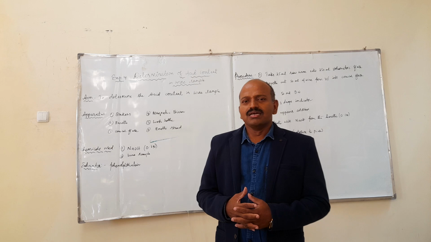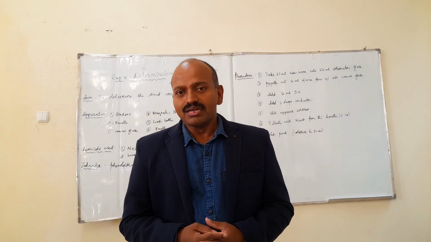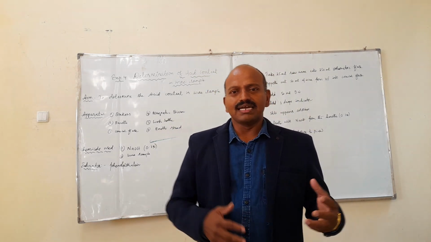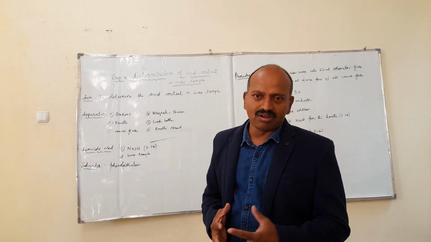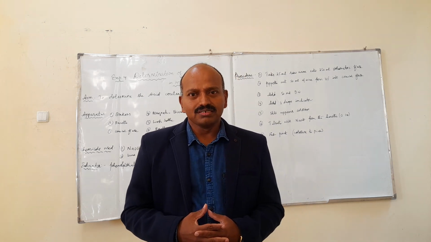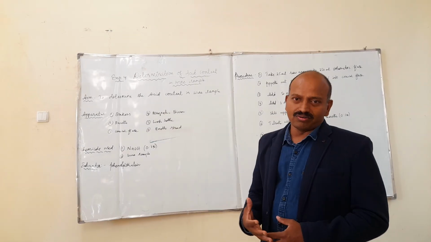So here we need to add the indicator. The indicator is very important in this. It's an acid-base titration, simply acid reacting with the base in the presence of phenolphthalein indicator. We are using phenolphthalein as the indicator. This is about the systematic procedure. Now let us see how to perform the procedure.